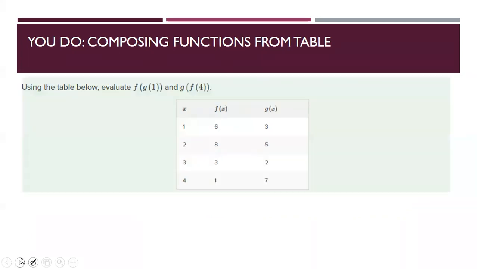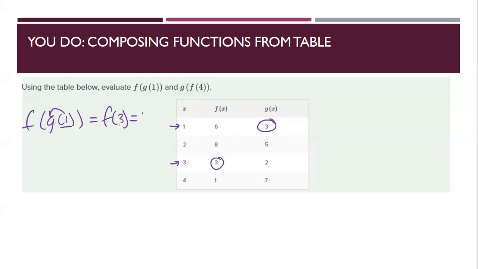So let's check here. This time we have f of g of 1. So again, you start from the inside. So 1 is going to go to g first, right? So I go to 1 and I go to g. What do I get? So that's f of 3 equals. Now I'm going to go to 3 and go to f and I get 3. That's our final answer.